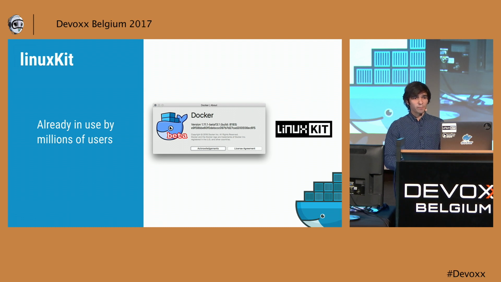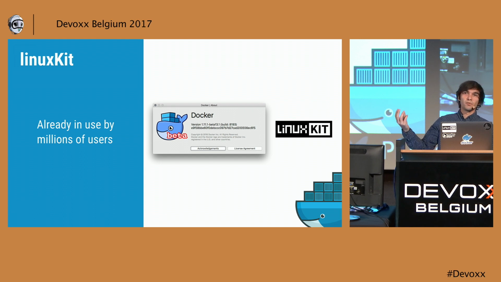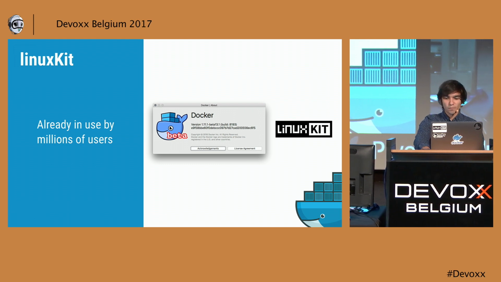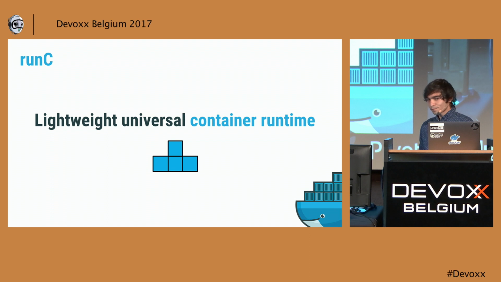And so we're really excited about that. And so in the future, look to more exciting things in LinuxKit happening and seeing it bubble up into Docker for Mac, Docker for Windows, as well as other projects. Other projects in the ecosystem have been using LinuxKit, and it's very exciting. So with that, I'd like to move on to our next domino, which is RunC.